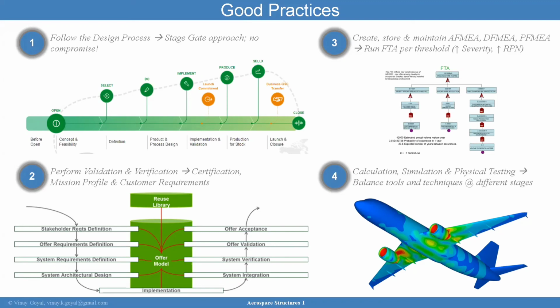The design FMEA captures all the things that can go wrong as a result of a bad design, right? It can be, for example, material selection. It can be form factor decision. It can be the placement of a component. It can be the tolerances that you specify. All those things have to be recorded in the design FMEA.